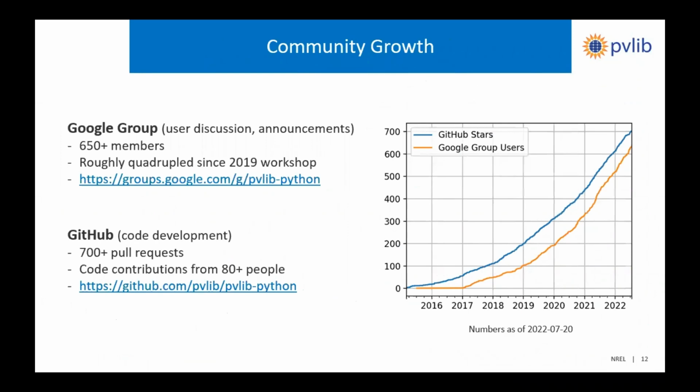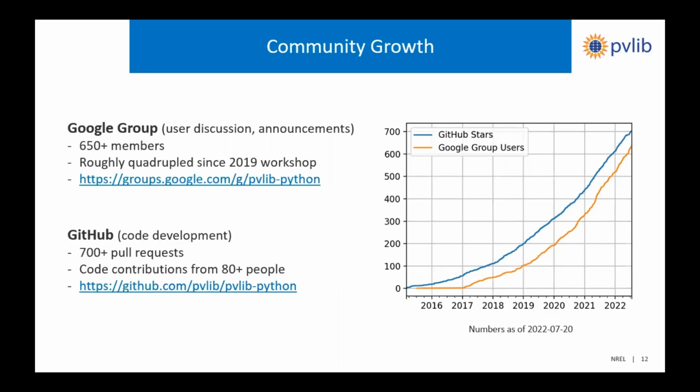But we do have a few metrics that we can track anyways. For example, our Google group, which is an online listserv or sort of user discussion forum, as of a couple of weeks ago, just crossed 650 members in it, which is about 4 times what it was in the 2019 workshop.